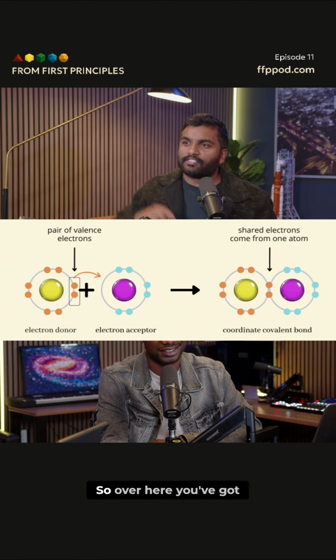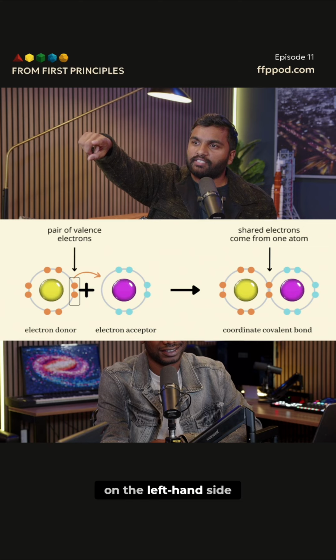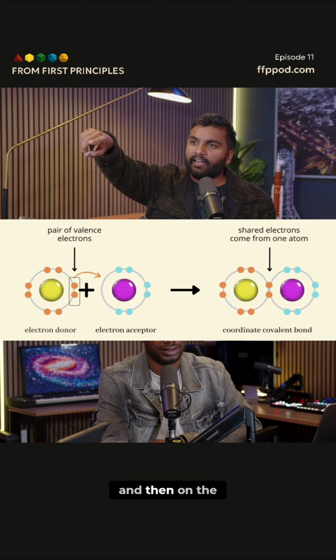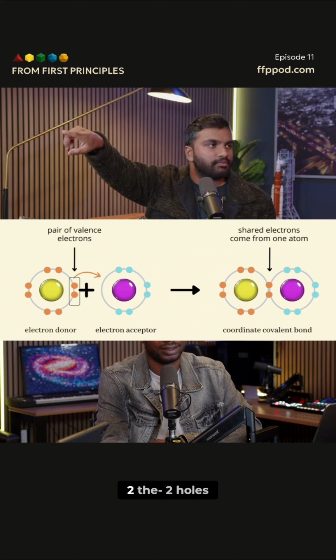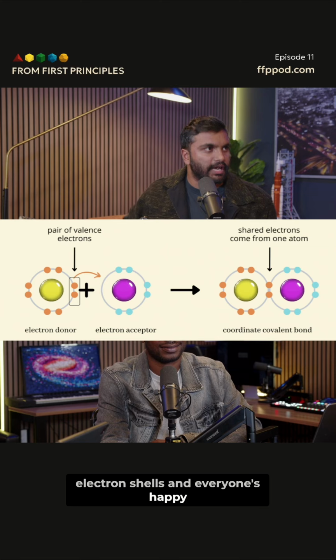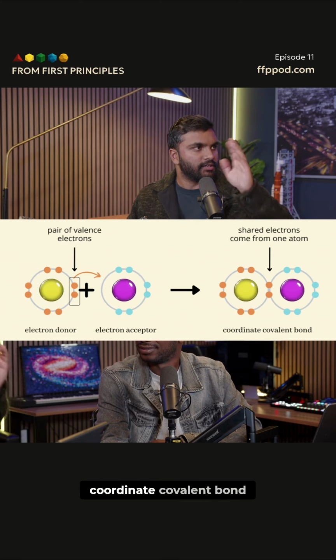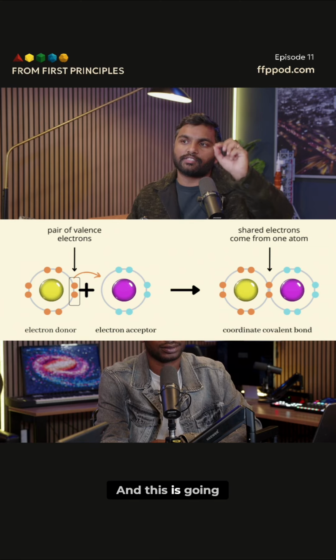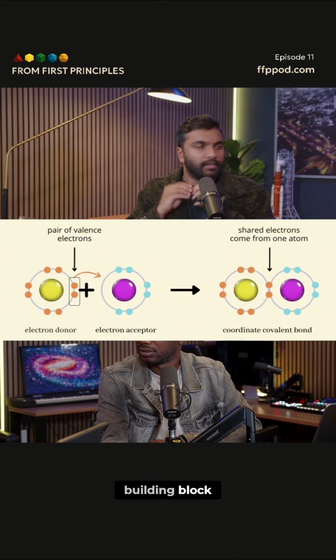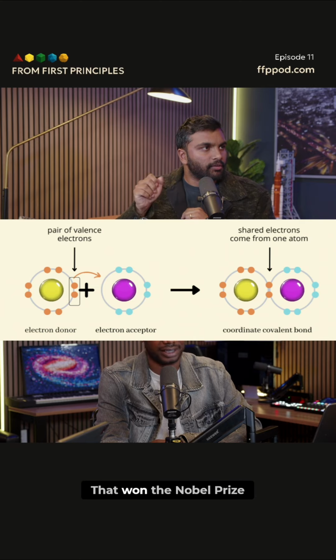Over here, on the left-hand side, you've got the yellow atom that's got a full shell with 8 electrons, and the pink atom has two holes. So the yellow atom goes in and donates. Now everyone has full electron shells and everyone's happy. This is called a coordinate covalent bond, and this is going to be the building block of the chemistry that we're about to talk about, that won the Nobel Prize.